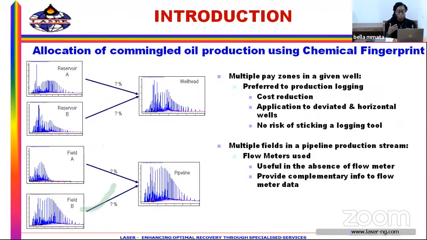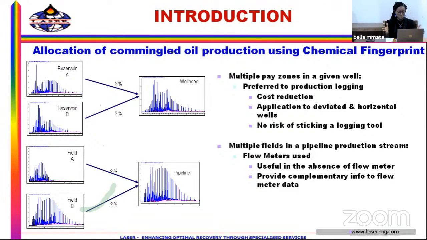Usually, production logging is used when we have multiple pay zones in a given well. But we have come to see that using chemical fingerprints, we cut down on costs. The cost is reduced drastically. As a matter of fact, it's said in literature that we have about 95% cost reduction by using chemical fingerprints. And in a situation where we have deviated or horizontal wells, where these tools cannot easily access, fingerprinting becomes very, very handy to use, and then we don't have risky issues of sticking of a logging tool.